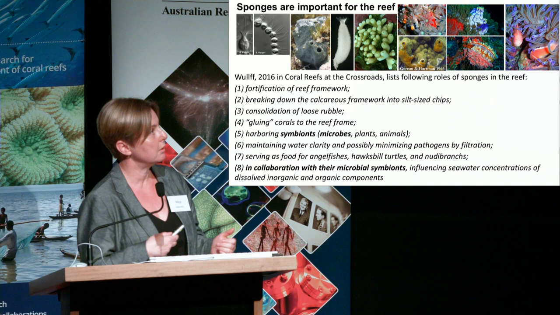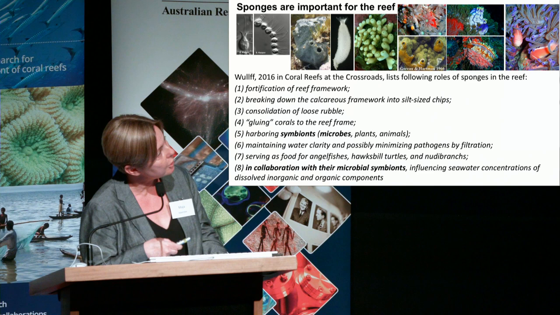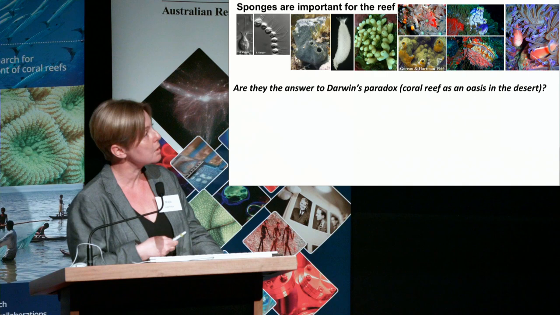I was initially telling you you should be looking at those corals here and ascidians and scallops and fish. But if you really look carefully, you will see a sponge here, a sponge here, a sponge here, a sponge here, and a few tiny sponges here. Really, sponges are everywhere in the reef. And not only are they everywhere, but they have been recently proposed to actually be the answer to Darwin's paradox.